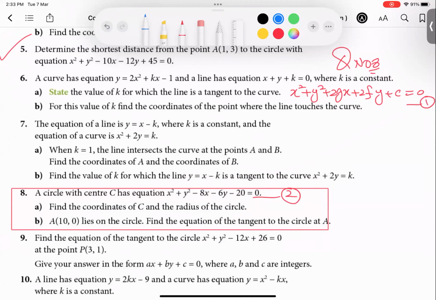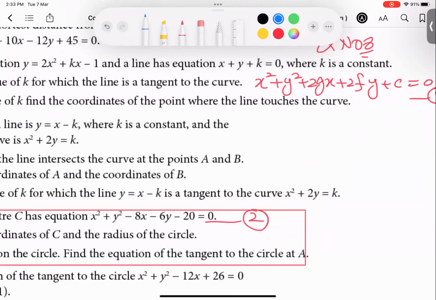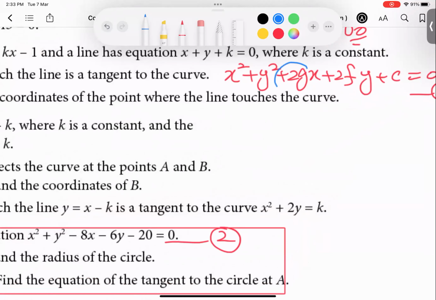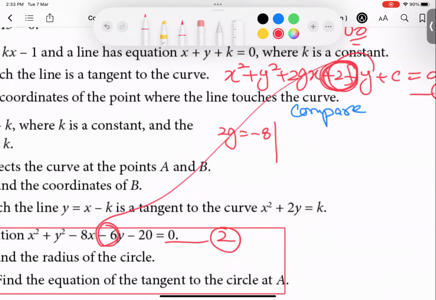And all of you are familiar, what is the x coefficient? Look here. What is the x coefficient here? 2g. And what is the x coefficient here? -8. So we will put them equal to each other. So I'm saying here, compare 1 and 2. So I can say 2g is equal to -8. And similarly, what is the y coefficient? The number written beside y is 2f and -6. So 2f is equal to -6.